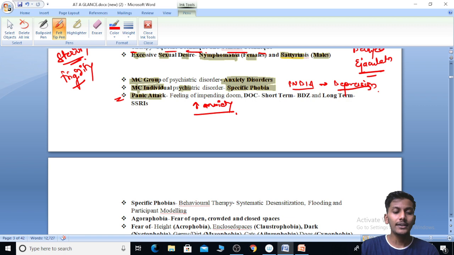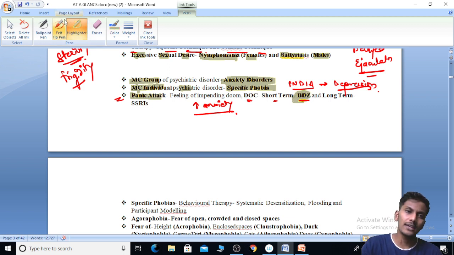So now, what is the drug of choice for panic attacks? Please remember, the drug of choice for short-term panic attacks, if it is lasting for shorter duration of time, short-term ke liye, the drug of choice would be benzodiazepines. So just for panic attacks, the drug of choice would be benzodiazepines usually.